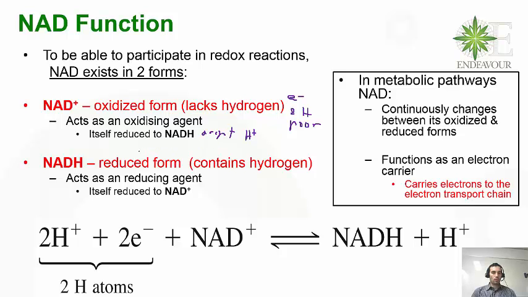The other version that we can have is our NADH, which is what we form after the NAD plus has accepted hydrogen. We call this the reduced form, which is electron and hydrogen rich. So we've got more electrons and hydrogens than the NAD plus. And this one can actually lose the hydrogen and electrons to go back to the NAD plus form.